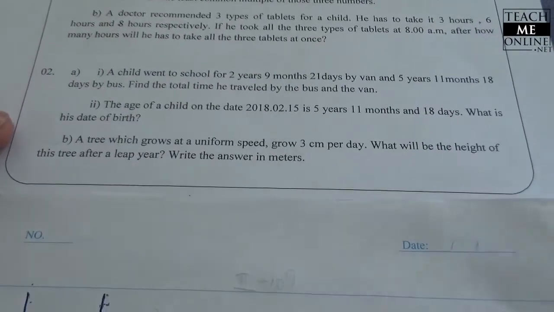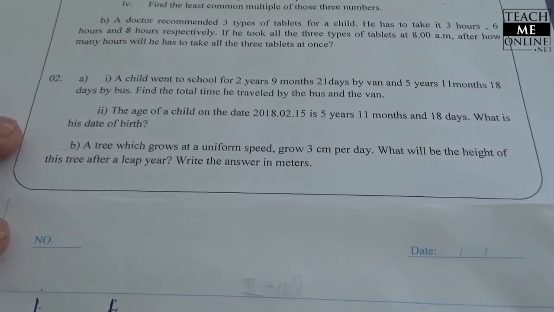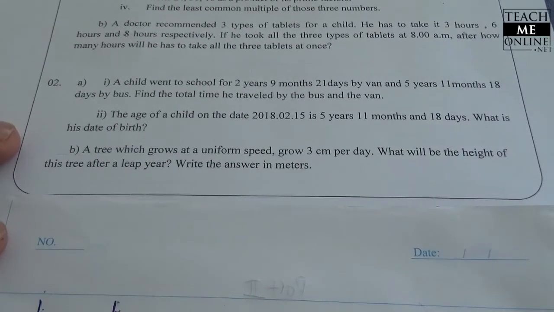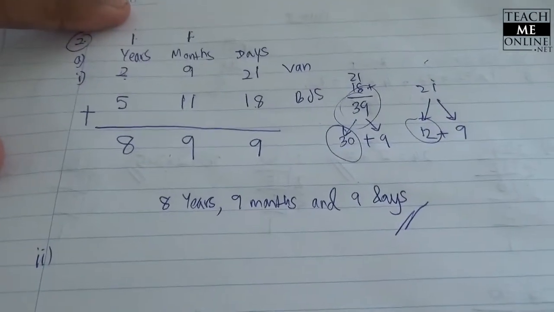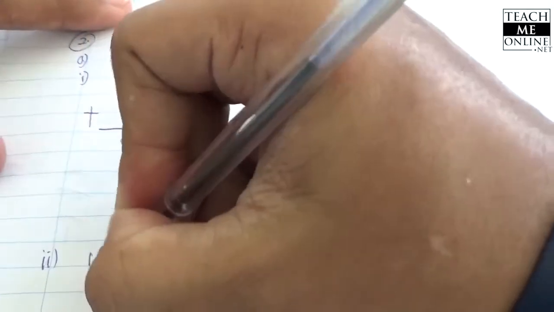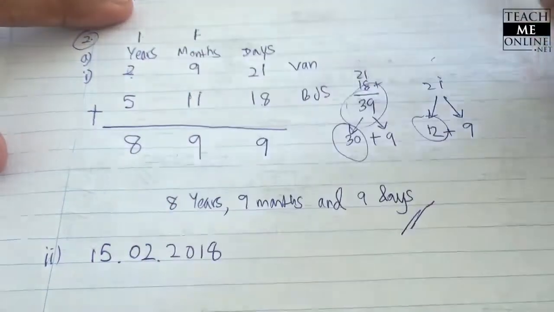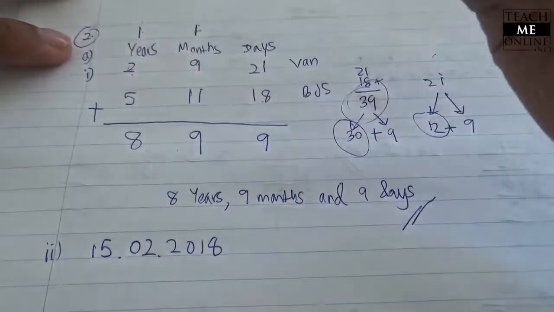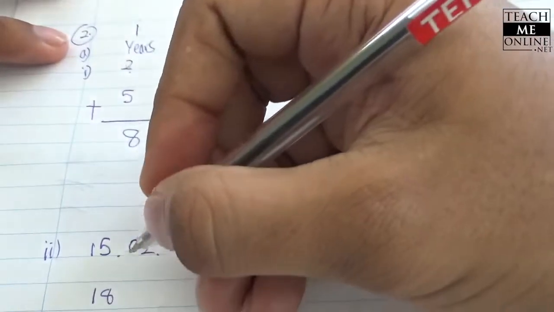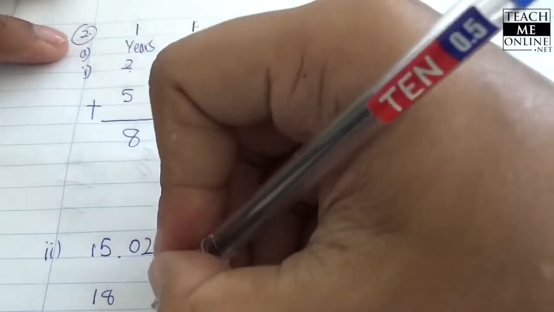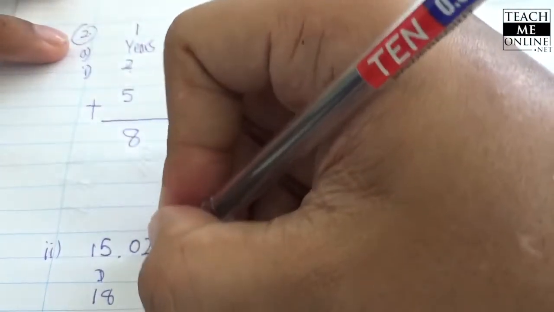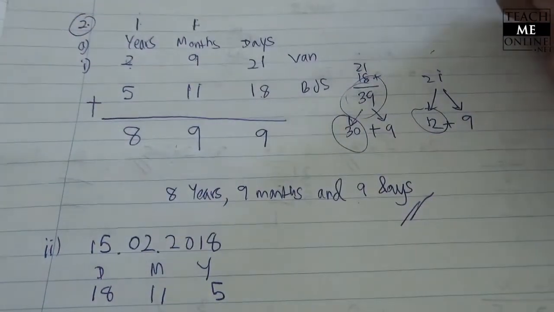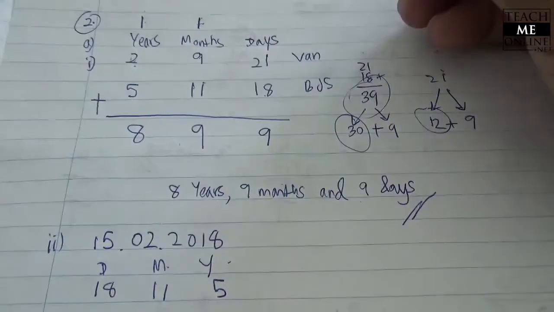Subpart 2. The age of a child on the date 15th February 2018 is 5 years, 11 months and 18 days. What is his date of birth? On the 15th of February 2018, this child is 5 years, 11 months and 18 days old.